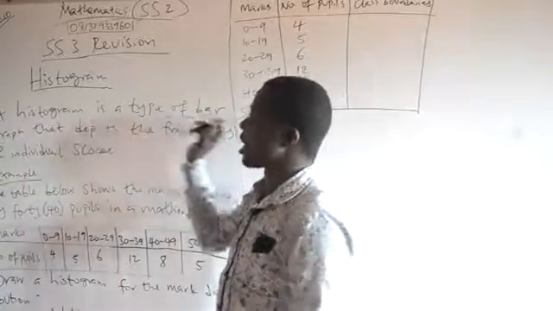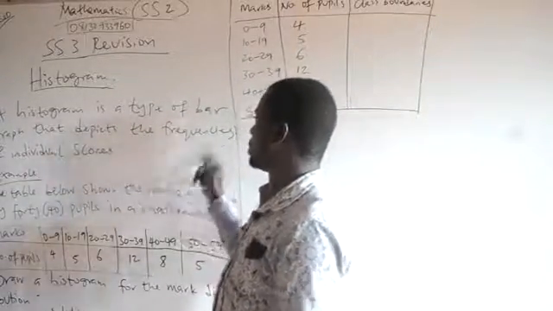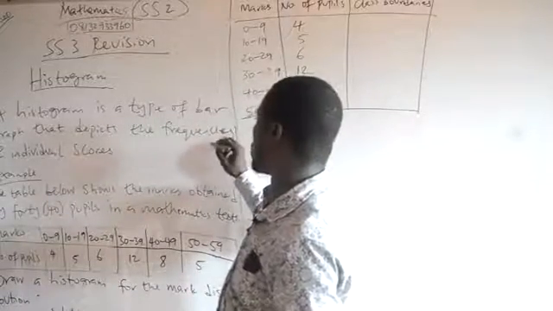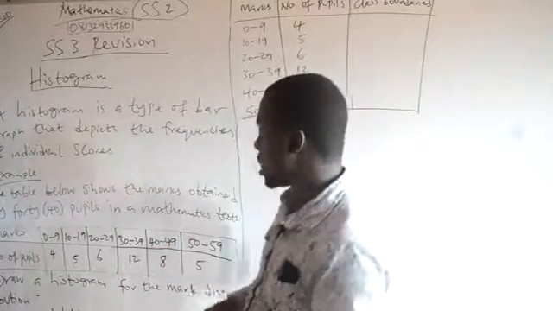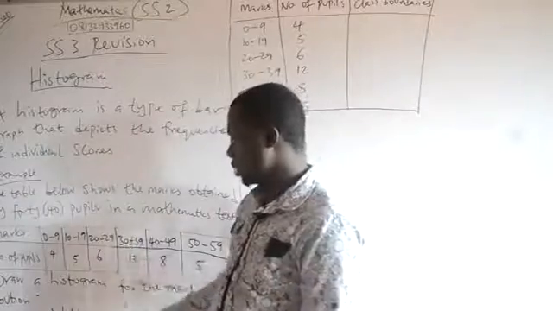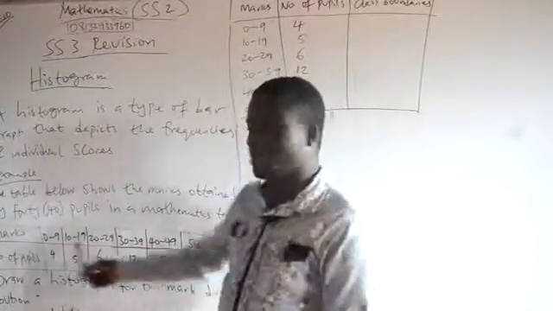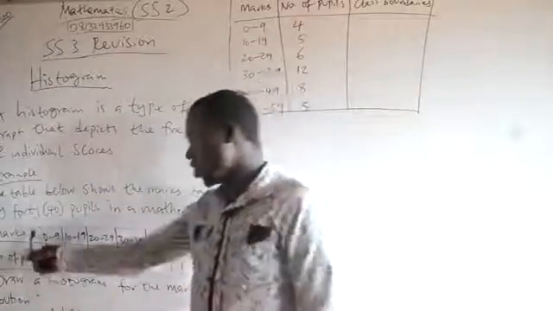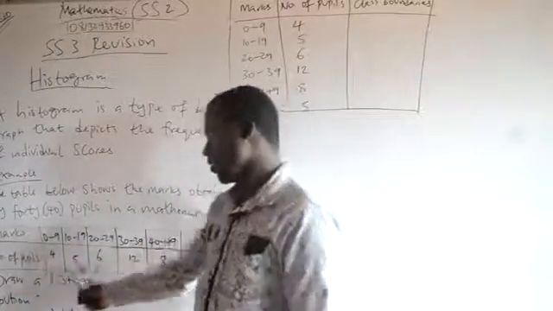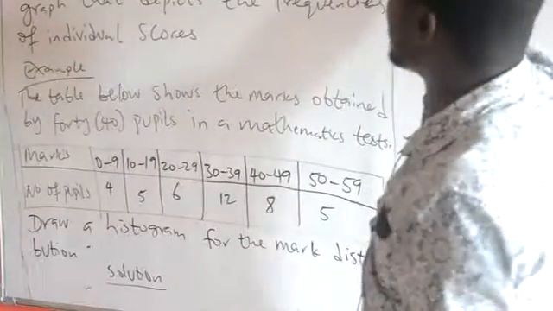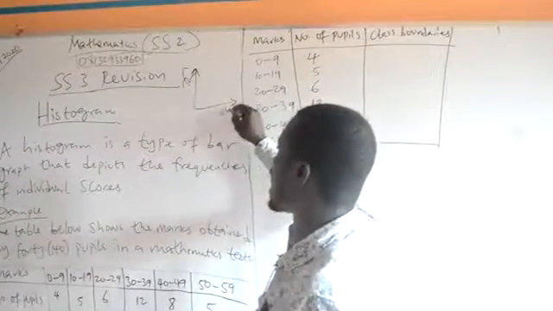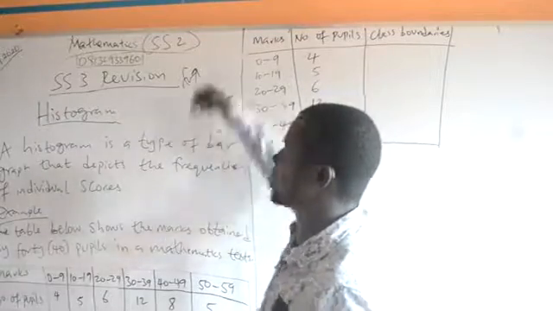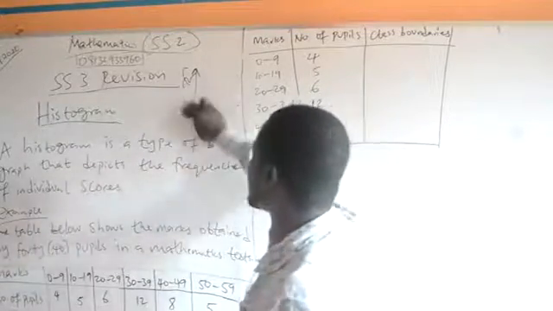So, a histogram is a bar graph that depicts the frequencies of individual scores. As you can see in this table, you will see the frequencies of individual scores. These are the marks, these are the scores, then these are the frequencies. So in a histogram, on the y-axis, the vertical axis, you have the frequency, while on the horizontal axis, you have the class boundary. Alright, so that is that.